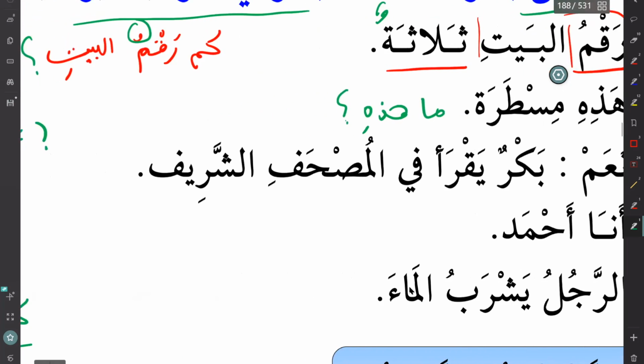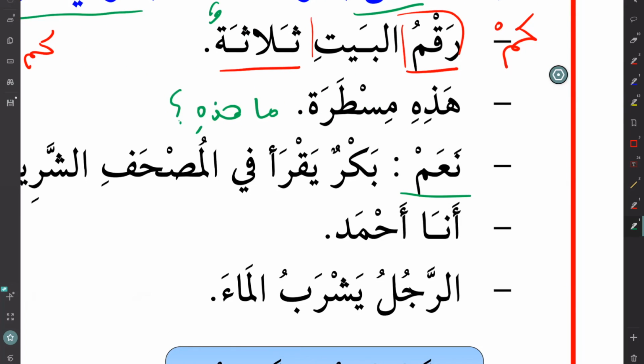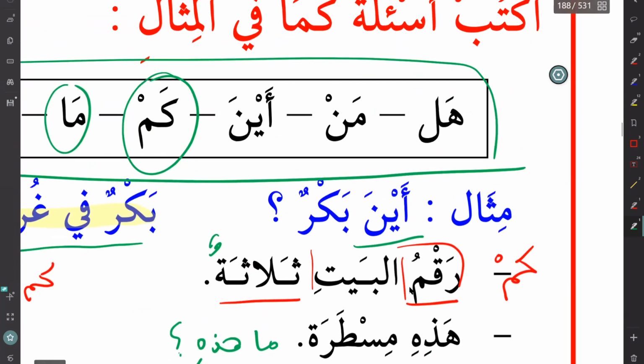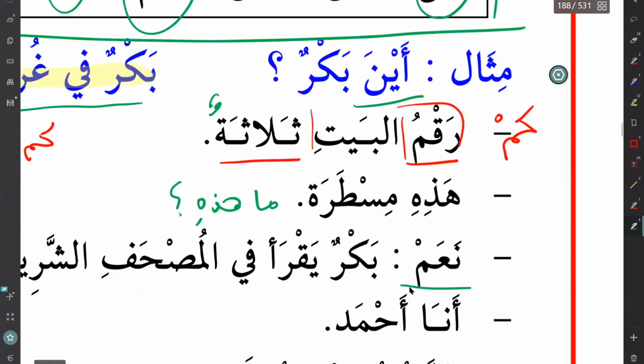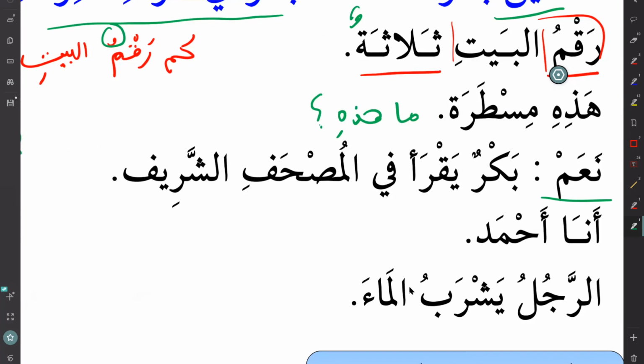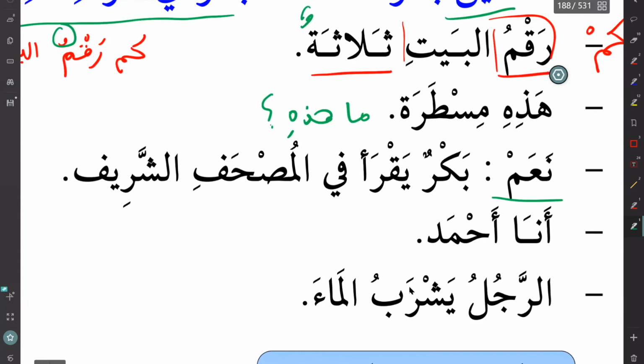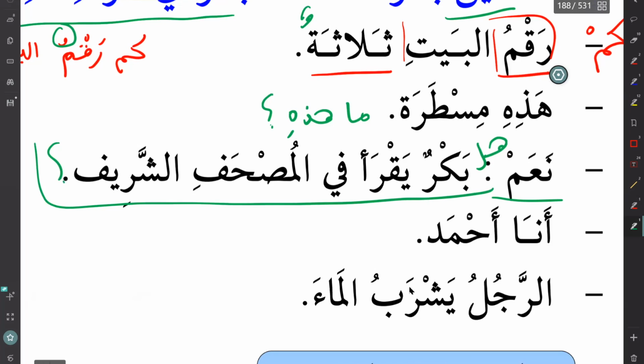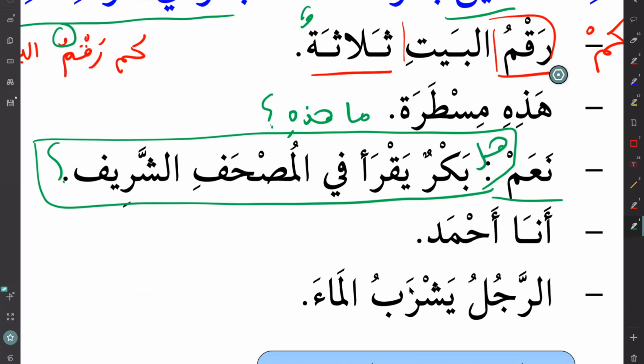And the next one should be very obvious because it's starting with naam. That means it's asking about a yes, no question, right? And we know that we have to use hal. Hal brings about a yes, no question, right? So what would be the question? It would be pretty big. You will just ask here, hal bakrun yakra'u fil mushaf sharif. The whole thing would be a question, right? Remember when we have a yes, no question, we simply copy everything down, right? And the answer is Naam bakrun yakra'u fi mushaf sharif.